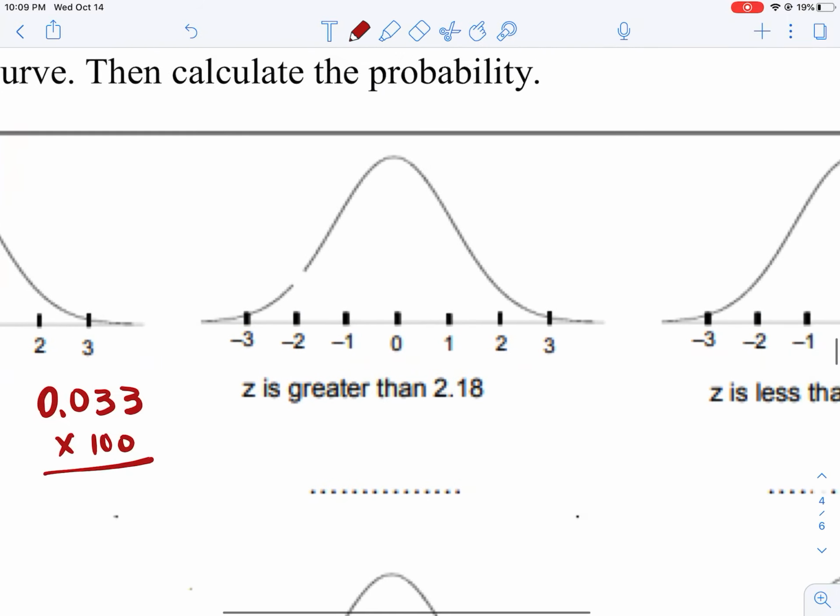So the area less than that z-score of negative 1.83 and to the left gives me that percentage. The second situation is where you're given a z-score, but you're asked for the area greater than that. So 2.18, let's say, is right here, and that's going to go this way on the curve.